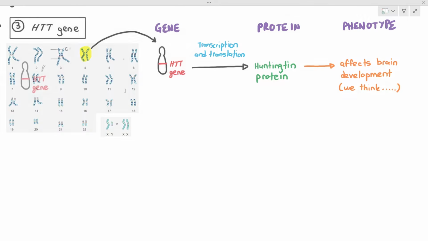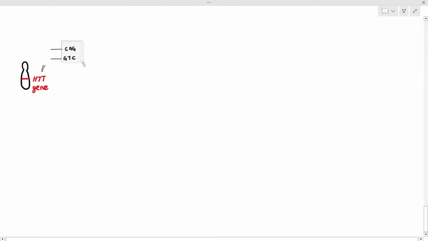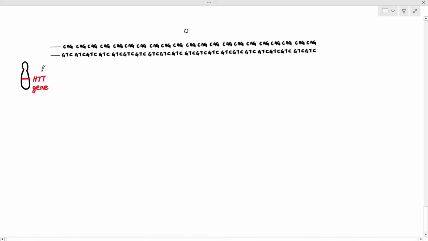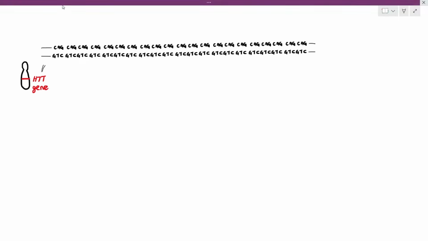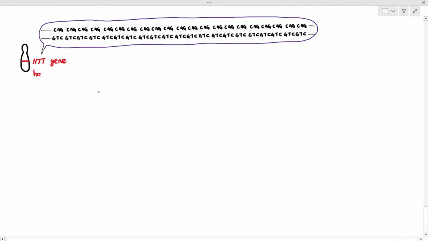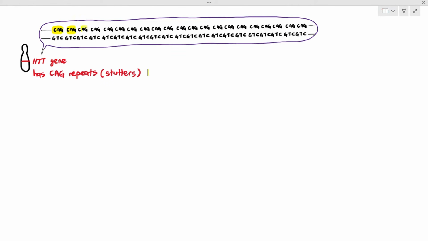When you look at the HTT gene, I'm just drawing it out here. The gene is quite long, so I'm just drawing out part of the base sequences. The HTT gene has something called CAG repeats, and we don't exactly know why it has these CAG repeats. These CAG repeats are called stutters. I'm highlighting the CAG repeats over there, and I want you to count how many there are. In this case, it has 21 CAG repeats.